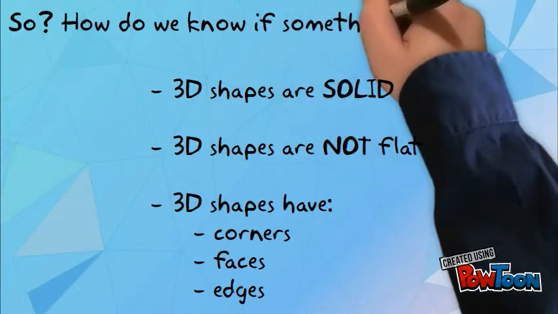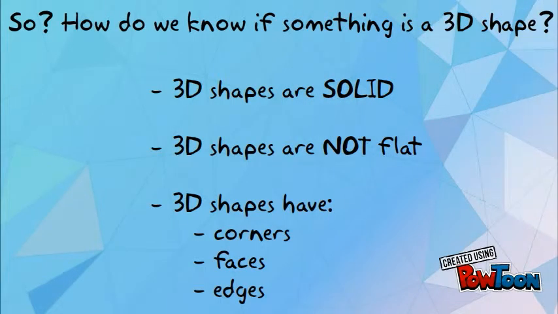So, how do we know if something is a 3D shape? We know that 3D shapes are solid. They have space that can be filled. 3D shapes are not flat. And 3D shapes have something called corners, faces, and edges. So let's talk about that.